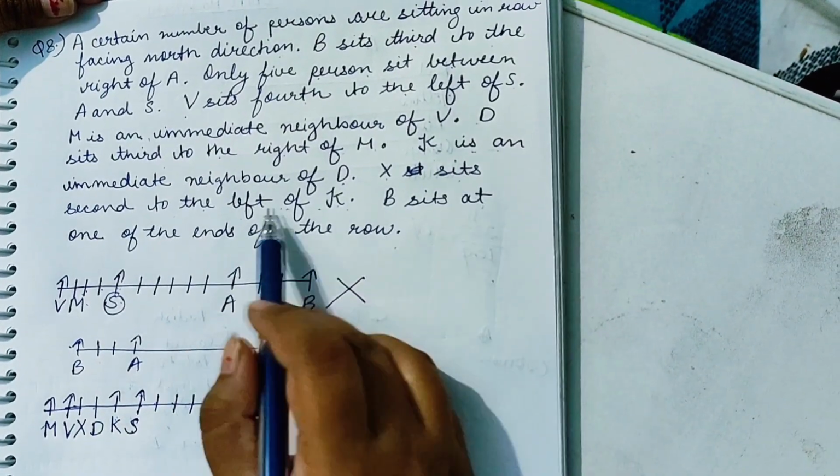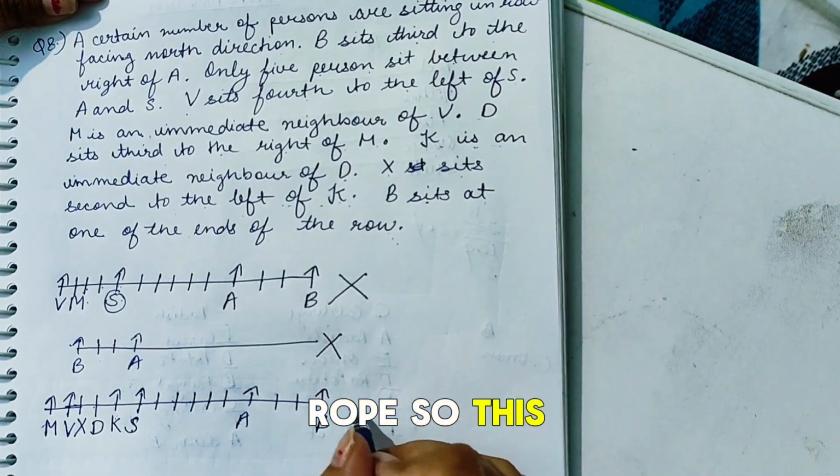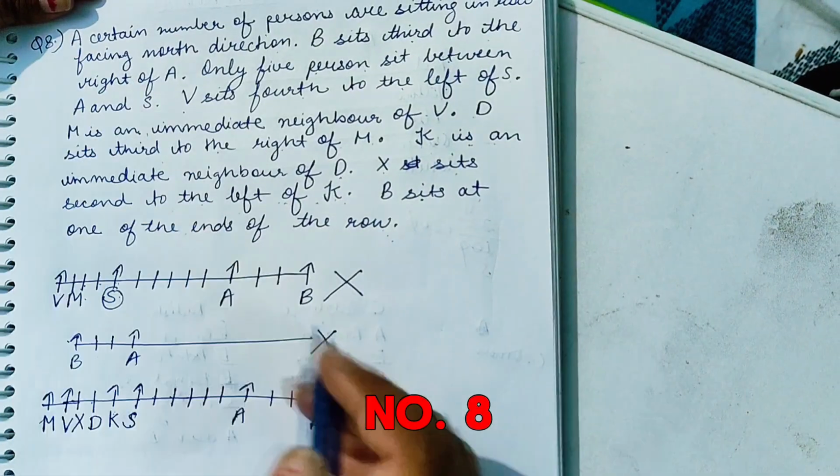X. B sits at one of the ends of the row. End of the row. So this diagram is correct. This is the answer of question number 8.